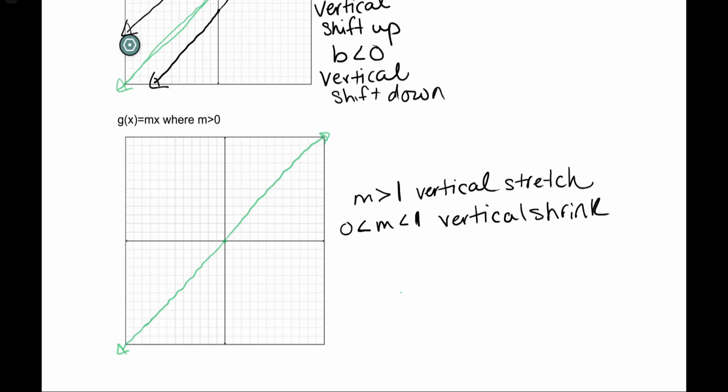So if I said here, you're still going to start at the same intercept. You're going to go up 2 and over 1, or down 2, left 1. This would have a slope of 2. So we would say this has a vertical stretch by a factor of 2. If I have one that was in between 0 and 1, like a half, I would say a vertical shrink of 1/2.